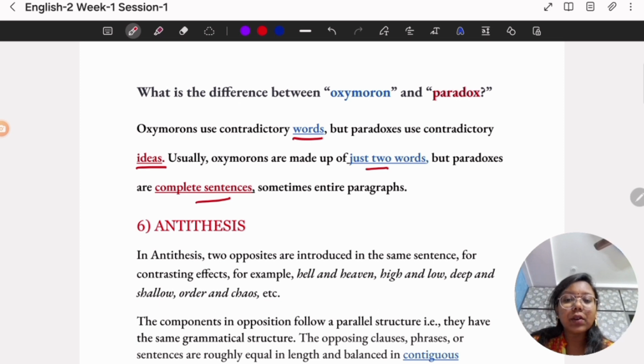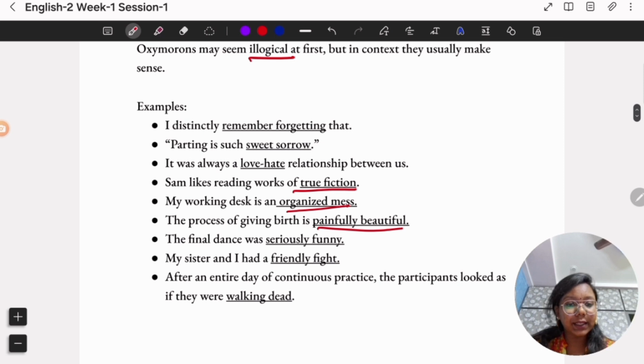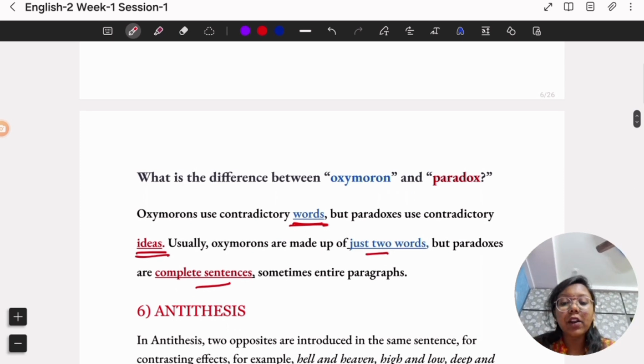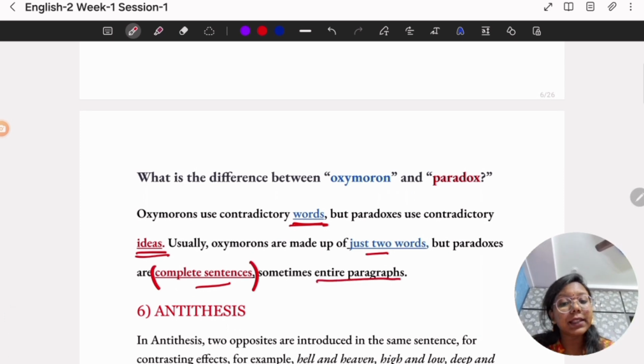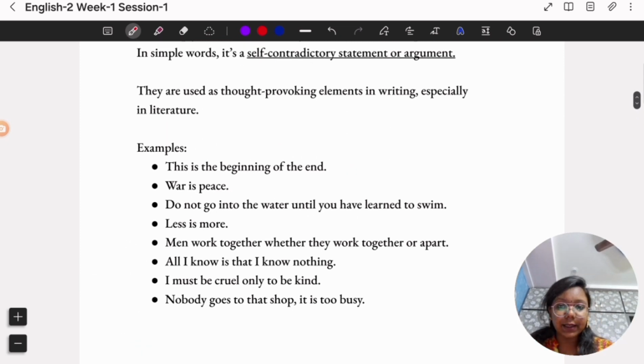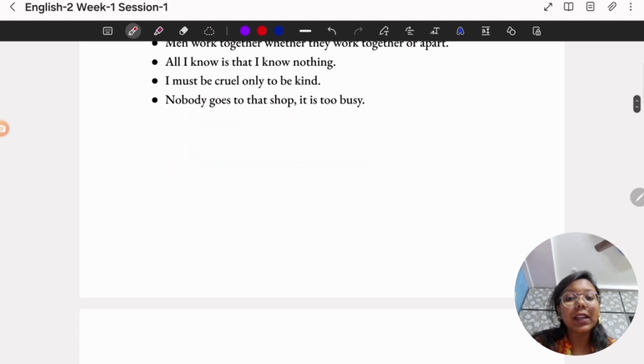So oxymoron uses contradictory words. There is a difference between word and idea. Oxymorons are just two opposite words, as you can see here: sweet sorrow, love-hate, walking dead. They are adjacent to each other and they are just two words. Whereas paradoxes are complete sentences, sometimes entire paragraphs too. You get to see these in literature. You can see here the complete sentences. This is the beginning of the end. All I know is that I know nothing. I must be cruel only to be kind. These are entire sentences. So that is the difference.